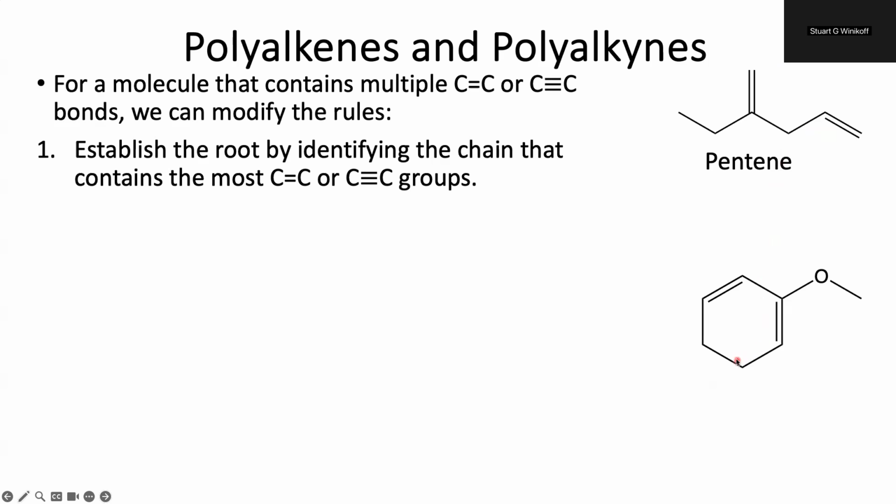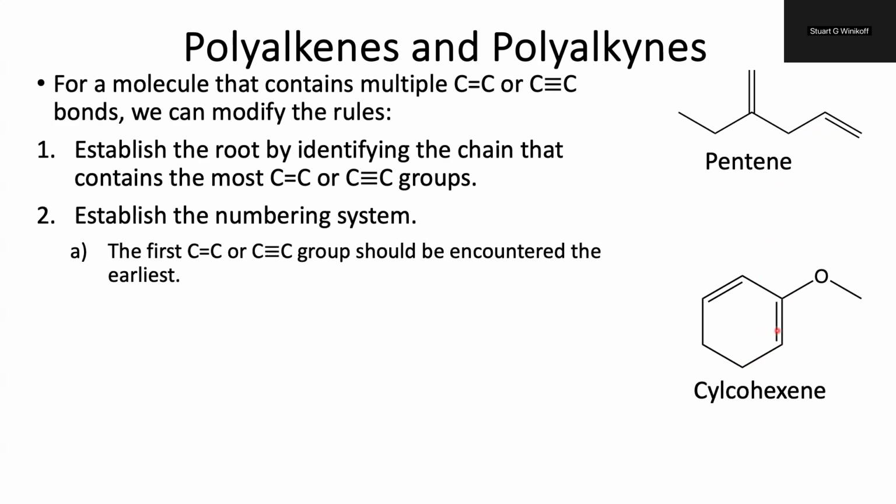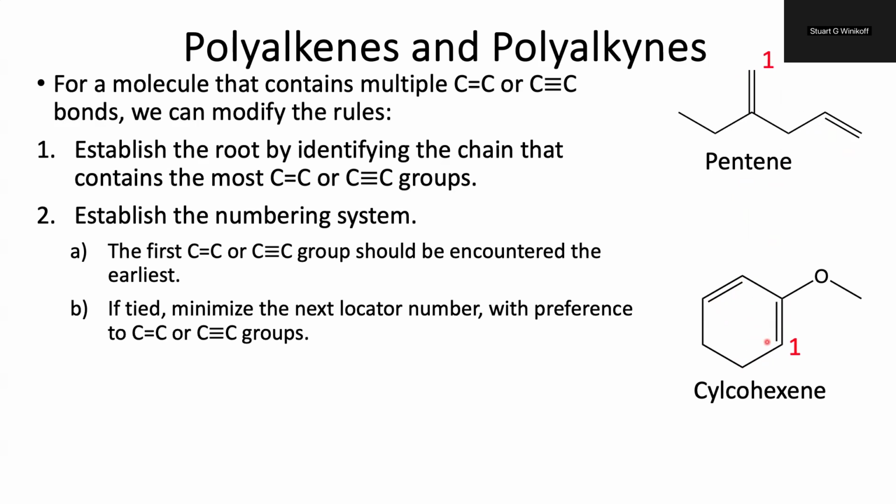Now, for the molecule down below, we have a cyclohexane with an alkene present. So cyclohexene will form my root name. Now, as always, I need to establish the numbering system. So again, we're going to try and put that first double or triple bond to be encountered the earliest. So with cyclopentene, it could start at either position, at either end, because either way, I get a 1 position. Similarly, on the cyclohexene, I can put the 1 position on either case. So what we're then going to try and do is minimize when we hit the next substituent.